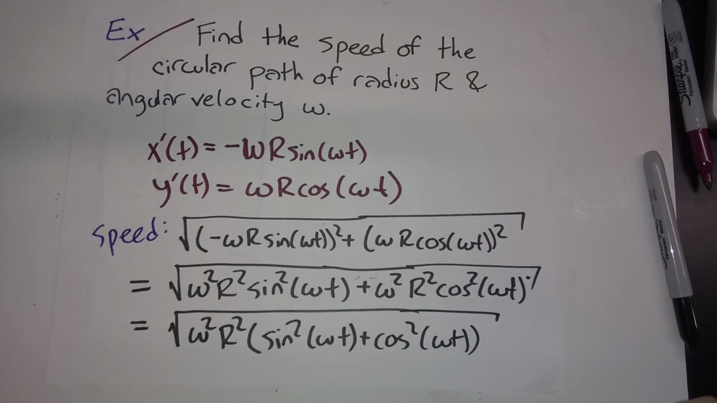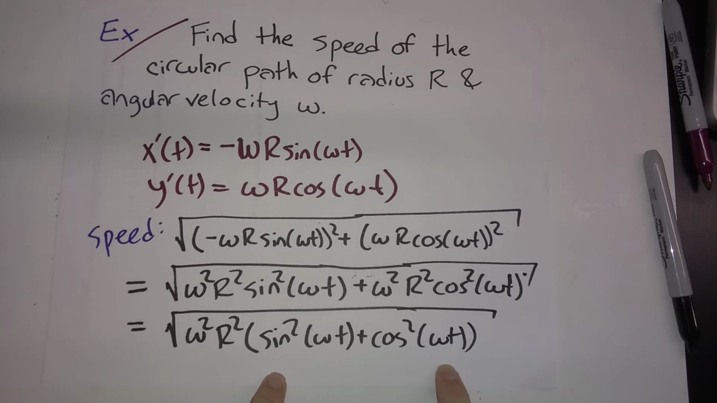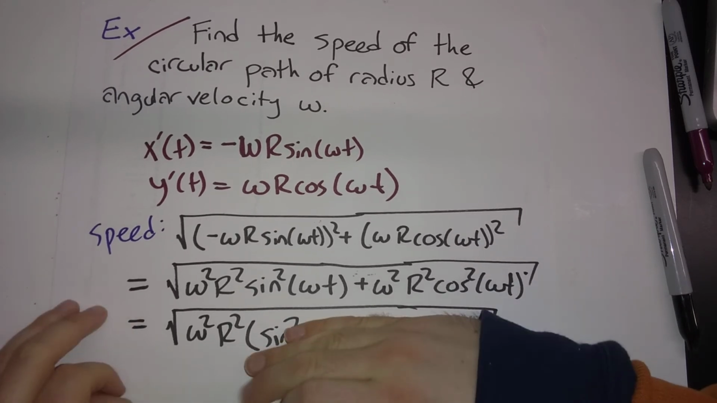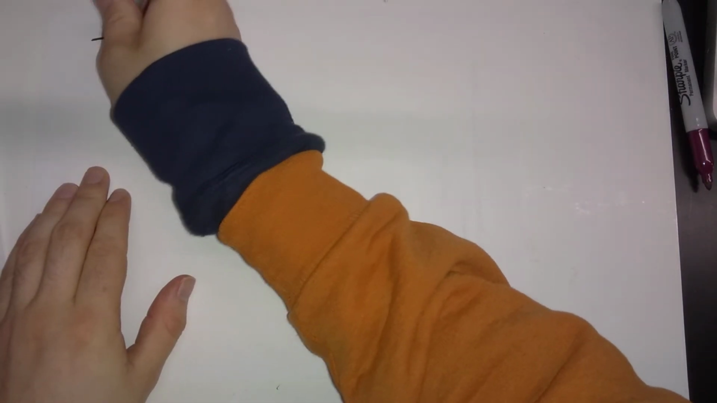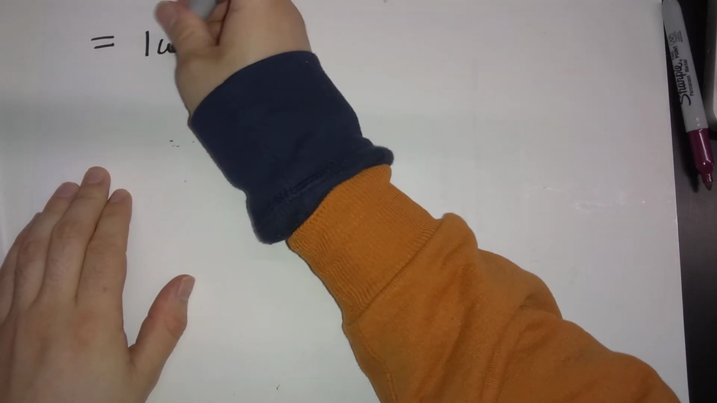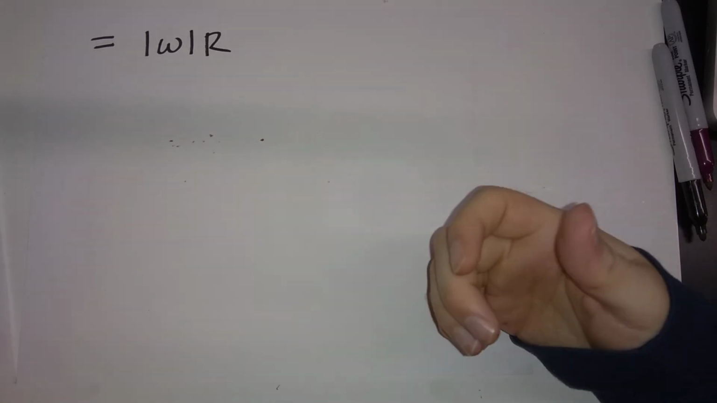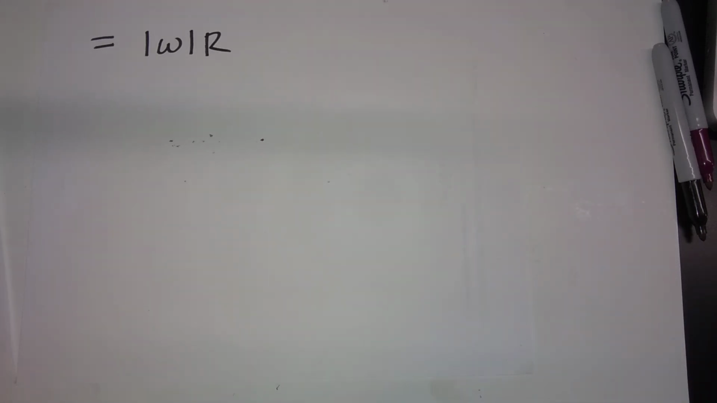And so what's going on? This is going to be sine squared plus cosine squared, which is of course 1. The square root of omega squared R squared is going to be the absolute value of omega times R. R, we're assuming, is strictly positive. Omega, the angular velocity, could be positive or negative, so we'll put absolute value bars on that.